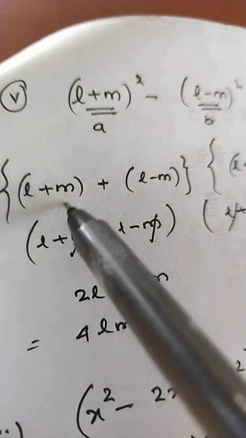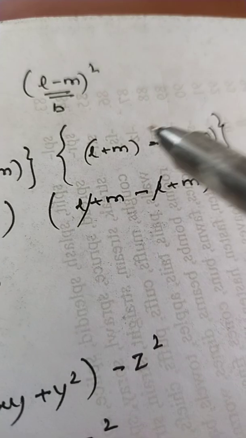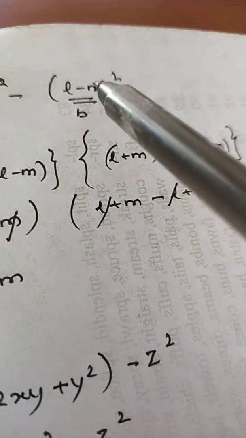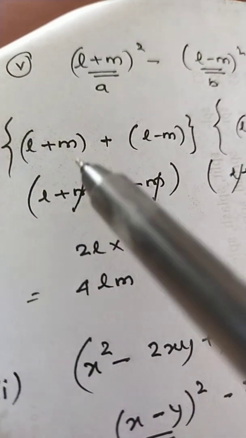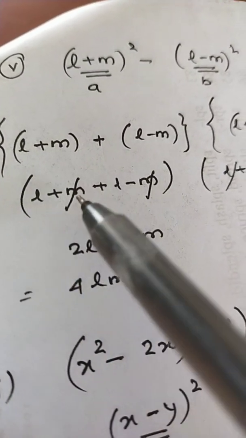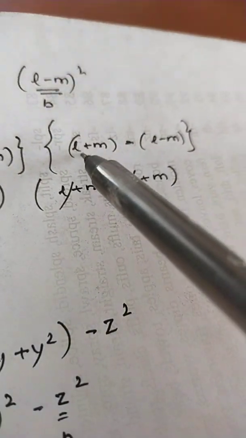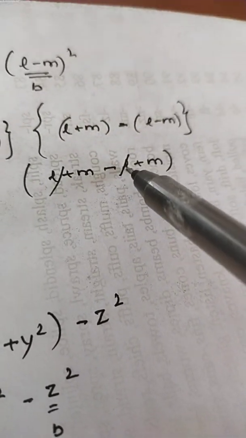So A plus B. So in another bracket what do we write? A minus B. So this is A, see A, L plus m minus what is B? L minus m. Now we'll open the bracket. So once we have opened the bracket, it will look like L plus m plus L minus m. In another bracket what will it look like? L plus m minus, minus will be what? Plus. So L plus m.